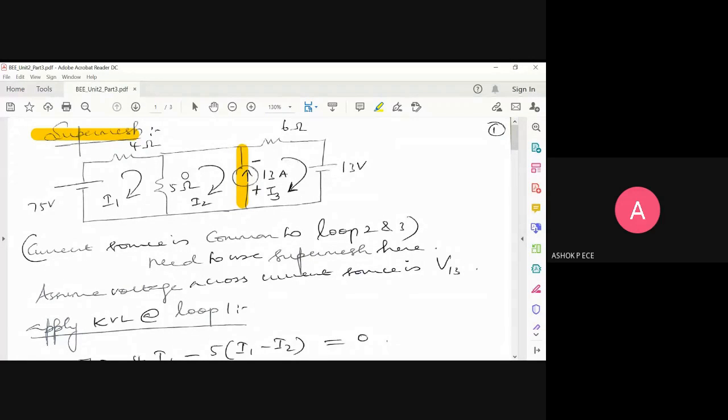Normally, if you write KVL, you will get three equations. But additionally, this current source is also common to both loop 2 and loop 3, so you will get one more equation. So four equations you will get. But we have only three unknowns, I1, I2, I3. That is contradictory, because when you have three unknowns, you should have only three equations. When you have two unknowns, you should have only two equations. But when you have more equations than unknown parameters, then you cannot get a unique solution. So for that case, we are going to go for super mesh analysis.